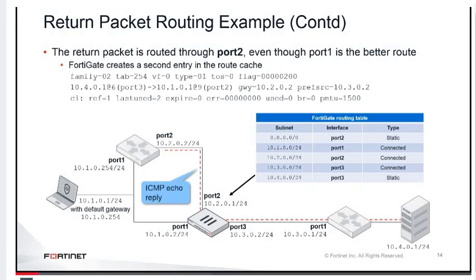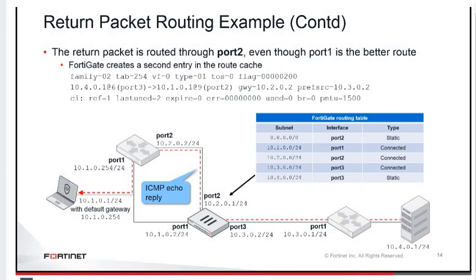Now take a look at how FortiGate routes the return packet. When FortiGate receives the ICMP echo reply, because there is already a session and a route cache created, it uses the interface to source. So in this case, the unit routes the packet through port 2 toward the local router, even when there is a better route to the destination, 10.1.0.1. The FortiGate routing table shows port 1 as the best route to 10.1.0.1, locally connected, but it still uses port 2. The objective is to keep the traffic flow symmetric.